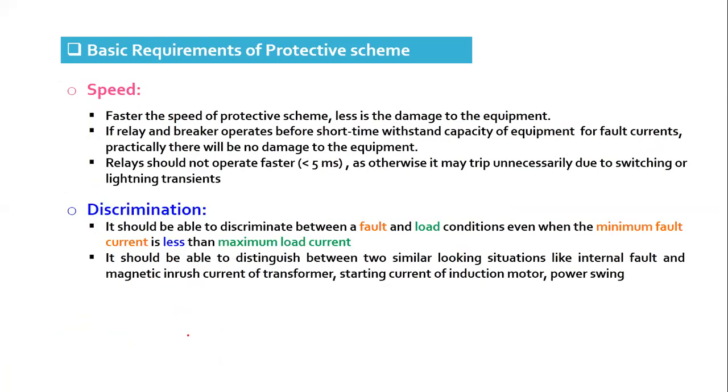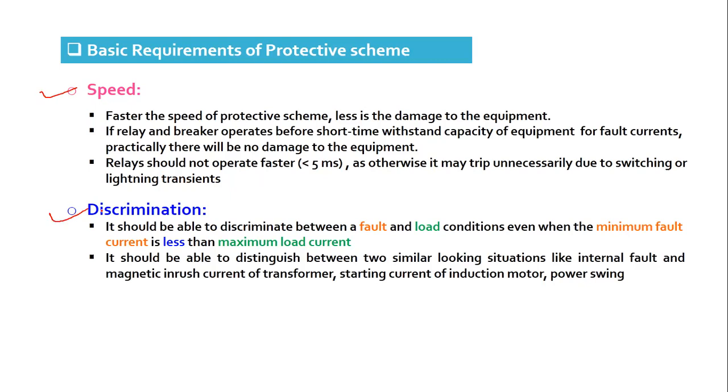Then comes speed. Obviously the speed of the protective scheme should be high such that there is no practical damage to the equipment. Before that, the fault must be cleared and the breaker must be operated. And one more point we need to consider here is that speed should not be so high that the scheme operates unnecessarily in some transients, like switching transients or lightning transients. Generally, a protective scheme with an operating time of either half a cycle or more than half a cycle is preferred for instantaneous tripping. Excessively fast tripping is not required.